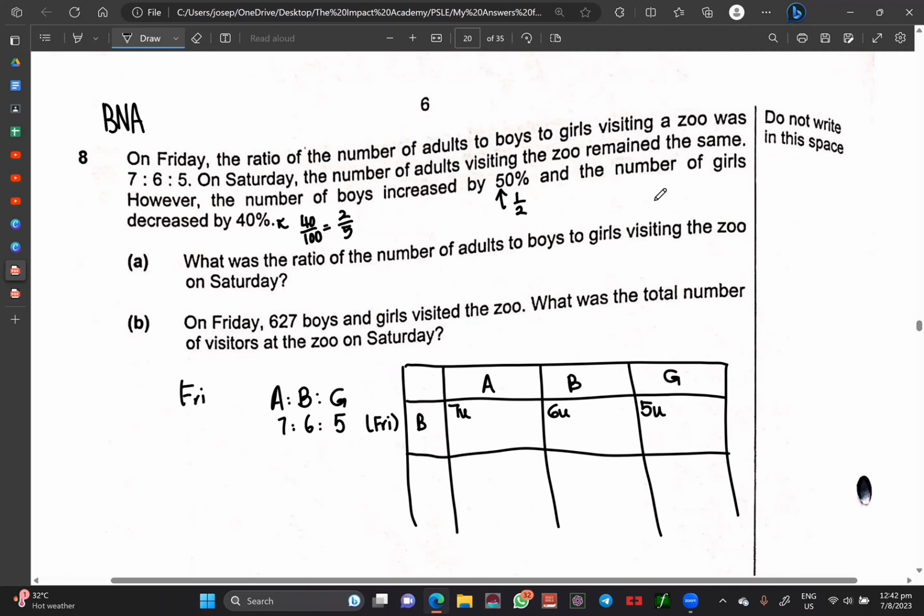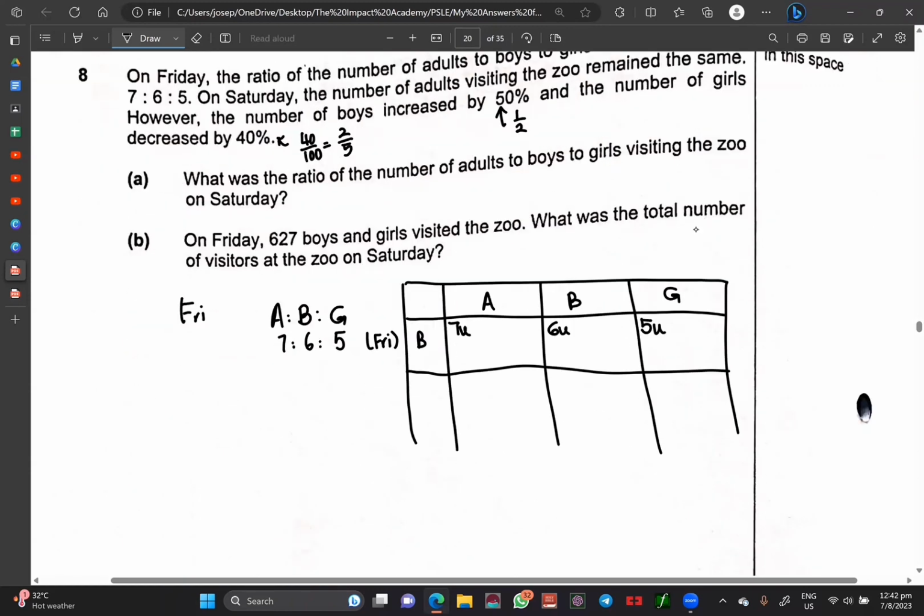The number of boys increases by 50%. When the number of boys increases by 50%, that is the change, isn't it? So 50% simply means half times 6 units. Why is it half times 6 units? Because 50% of 6 units is 3 units. So that means I have to add, because of the word increase over here. So when that happens, you get to 9 units. So that is for boys.